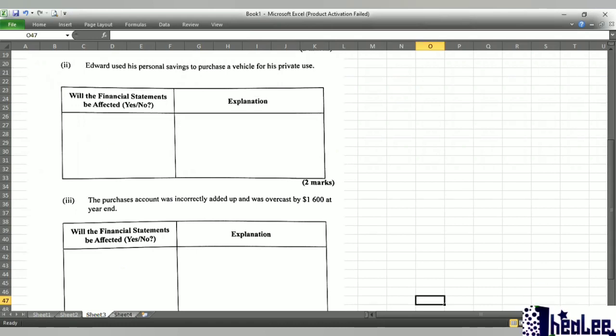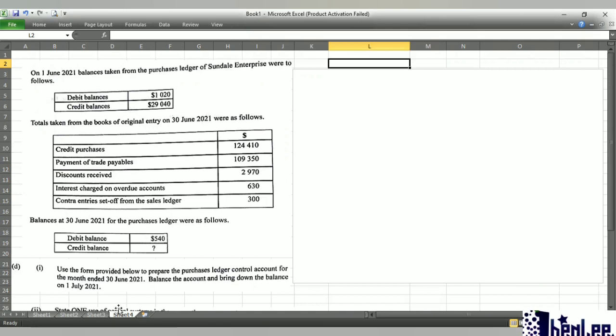We're going to move into part D of the question. On June 1st, 2021, balances taken from the purchases ledger of Sundale Enterprise were as follows. You're presented with the information relating to the purchases ledger, and you're asked to prepare the purchases ledger control for the month ended June 30th, 2021. Balance the account and bring down the balance on July 1st, 2021.